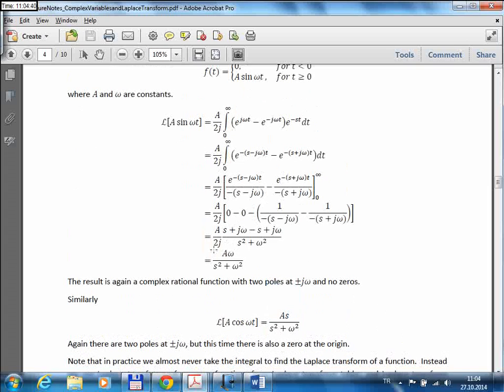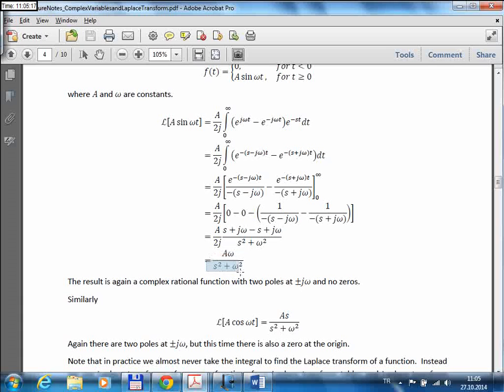If you look at this function, this is a rational function. If you remember what a rational function was, it was defined as the ratio of two polynomial functions. The numerator here is a polynomial. It's just a constant term. There are no s terms here, but still it is a polynomial. And the denominator is a second order polynomial, so this is by definition a rational function. And if you remember the poles, we defined poles as the points on the complex plane where the function is not analytic.